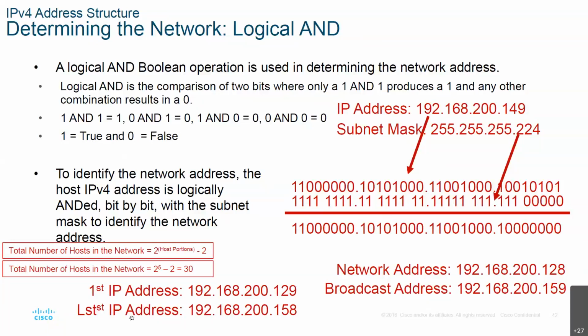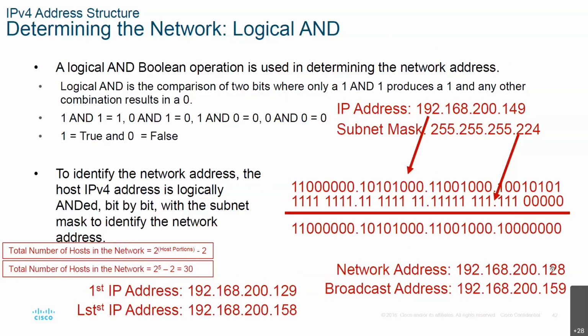So just calculate 2 to the power of 5. 2 times 2 is 4. Times 2 is 8. Times 2 is 16. 16 times 2 is 32. 32 minus 2 is equal to 30 devices. So in the 192.168.200.128 network, I can have 30 devices only.